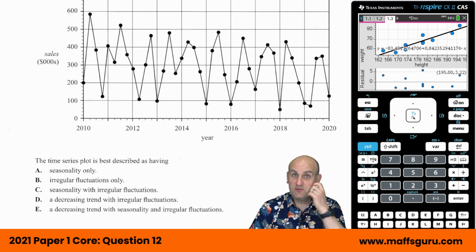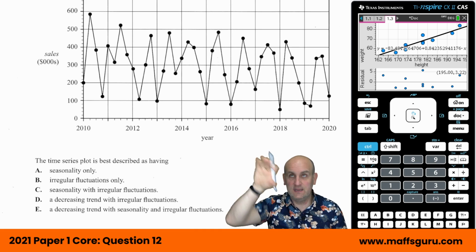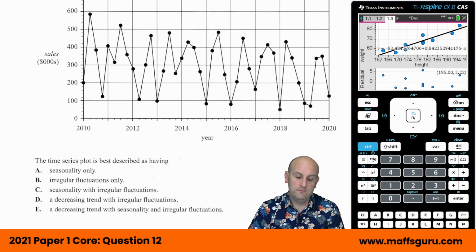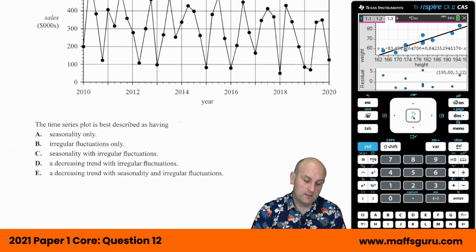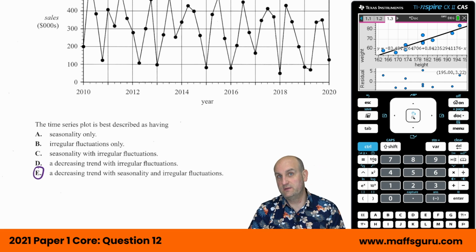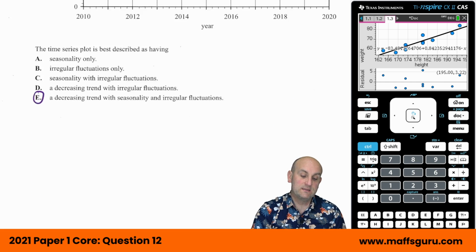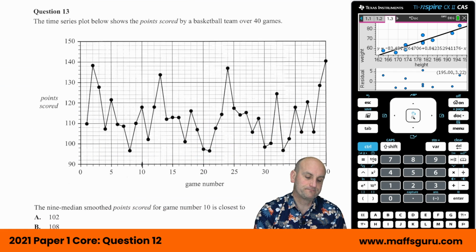And if we notice, we actually see that the data is tending, sorry, let me do it the right way for the camera, to slope down. So as far as I'm concerned, if I was answering this as an exam, which I am, a decreasing trend with seasonality and irregular fluctuations, I would have put E as my correct answer there. And again, because it does say what is the best described.